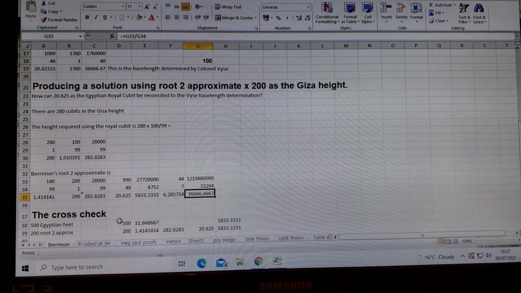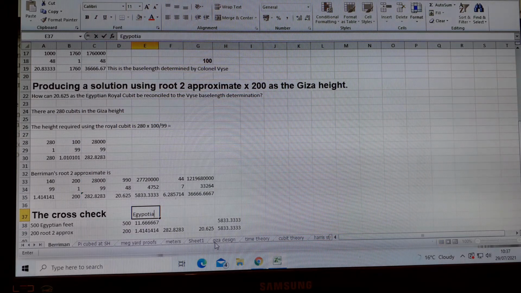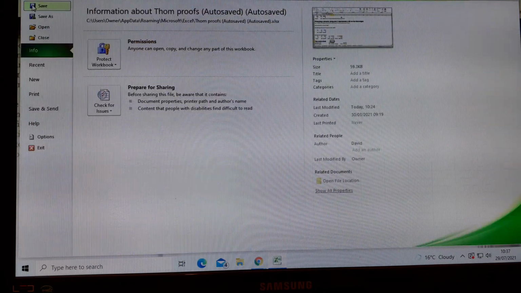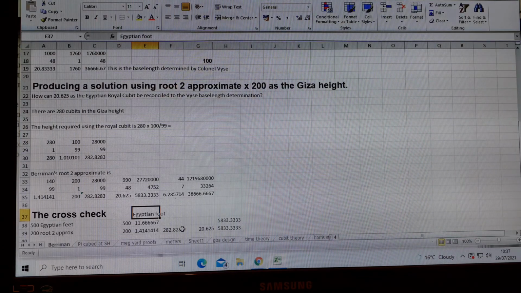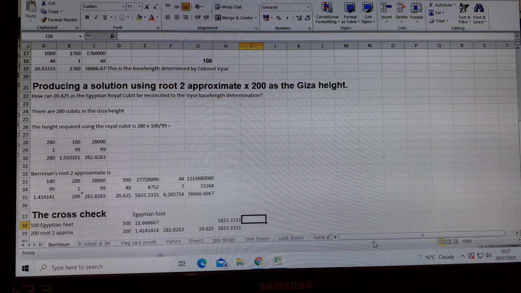We've got 500, that's the Egyptian foot. Really bad typing as usual. And we'll save that. So we've got that, and then this is root 2 times 200. And then, multiplying that through, we get the height, identical in both cases. We multiply by 44/7, and we get 366. And the whole thing stacks up.